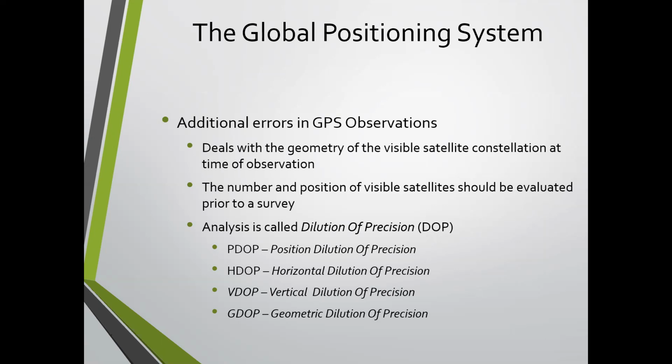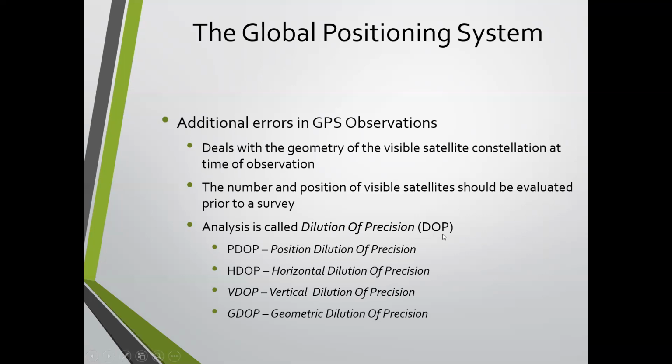So the two things that you look at are the number and the position of visible satellites before you do any really major control survey. And again, this is not as major a deal as it used to be, because nowadays, especially if you have a receiver that is picking up GPS, GLONASS, maybe Baidu, Galileo, you're getting a lot more satellites. So you're getting both their positions and a lot more satellites you can deal with. But you have to deal with what's called dilution of precision.